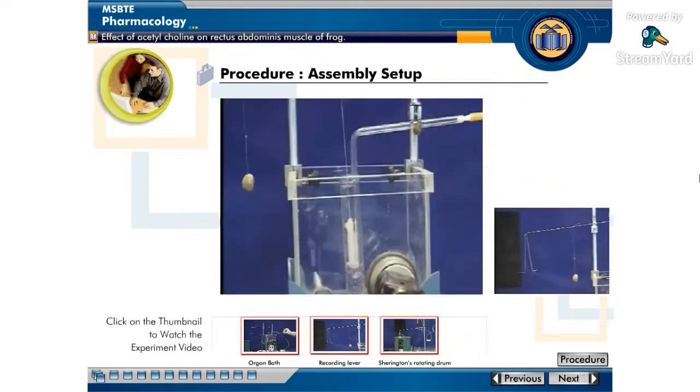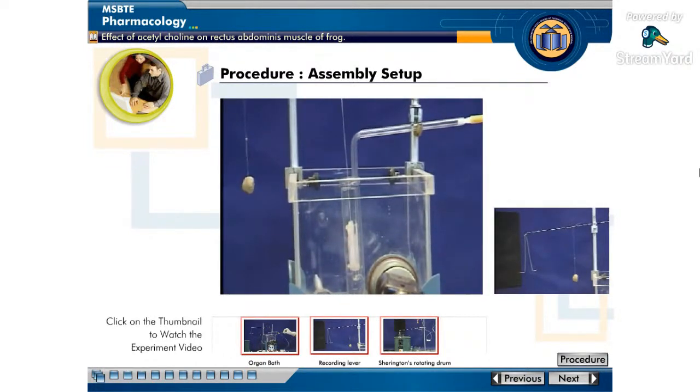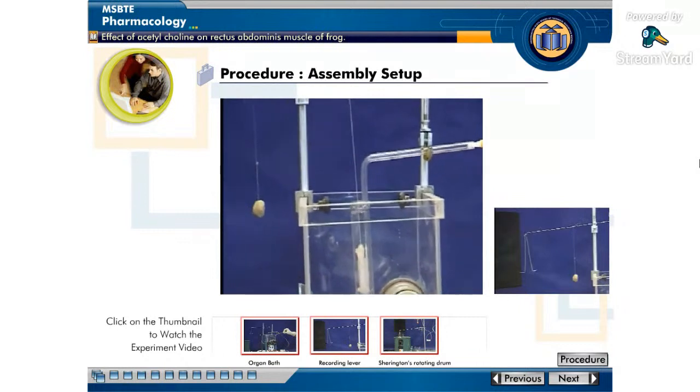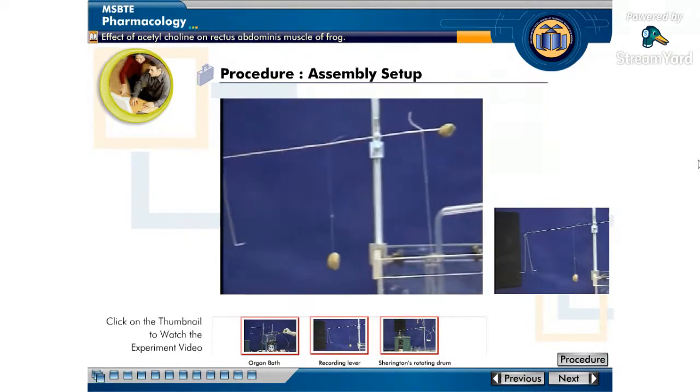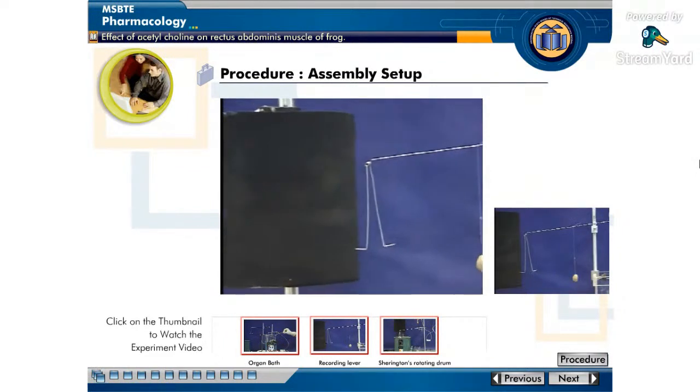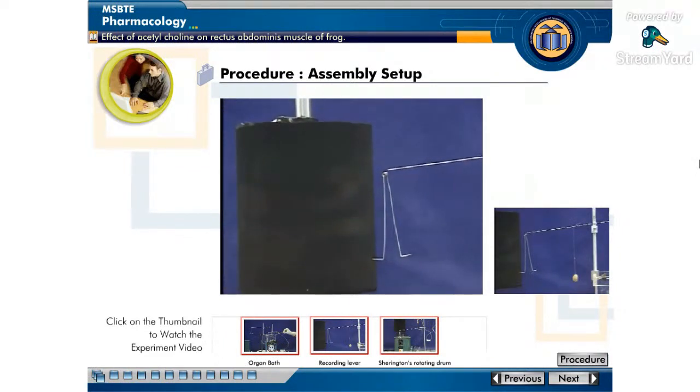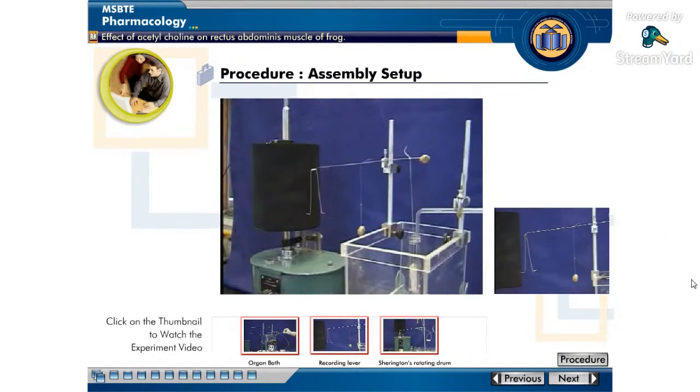Recording lever. To record the responses of drugs on muscle preparation, one can use either a simple lever or a frontal writing lever. Frontal writing lever is made up of light aluminium and is designed in such a way that the writing tip rotates freely about its axis. For proper recording of responses, adjustment of magnification of the lever is necessary.